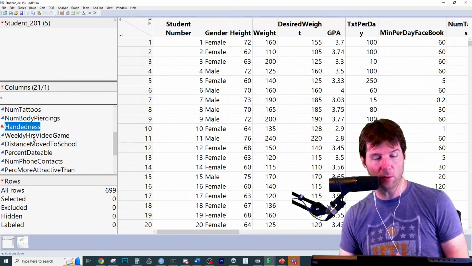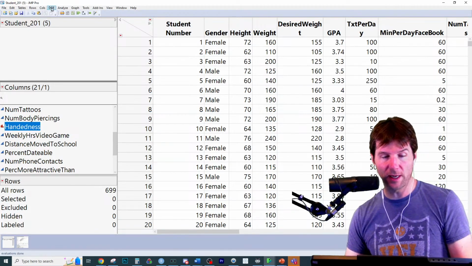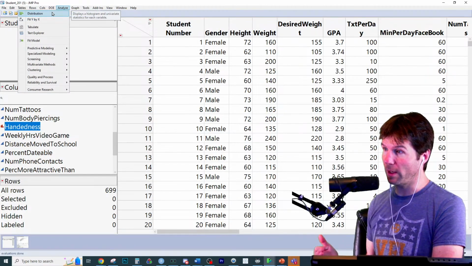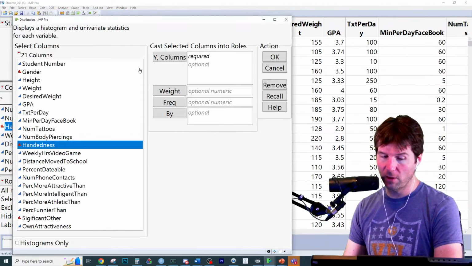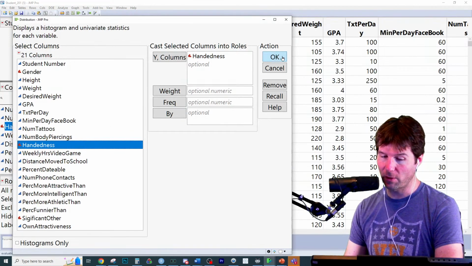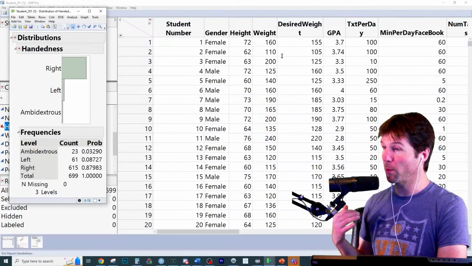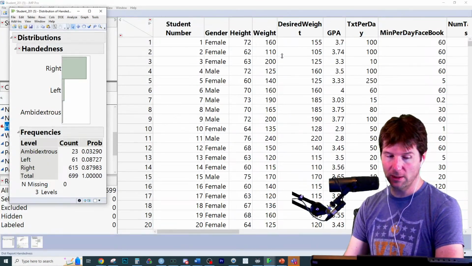What's really great is you can click one of the variables and then go over to analyze distribution. Analyze distribution analyzes one variable at a time for you. We're just going to click that right here, then double click handedness and click OK. Now, this is a categorical variable I'm analyzing, so we get to see the proportions of people who have a certain handedness.